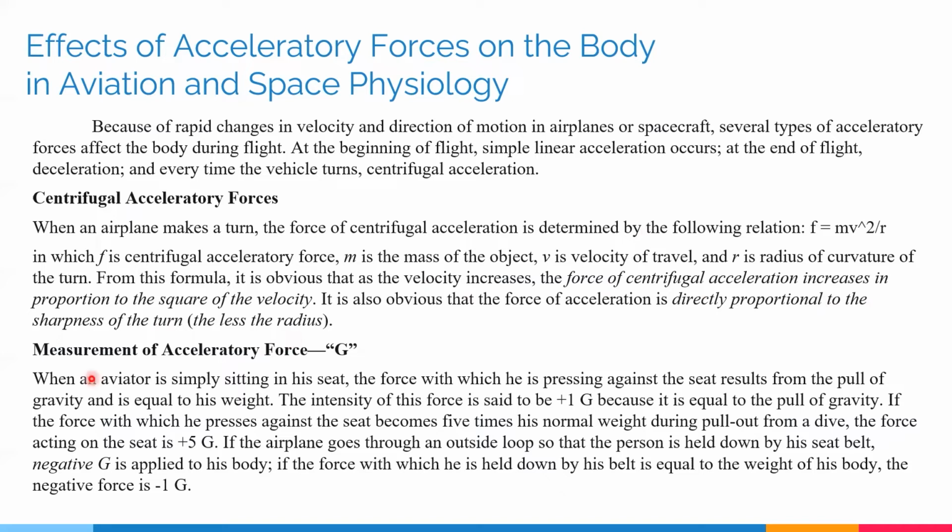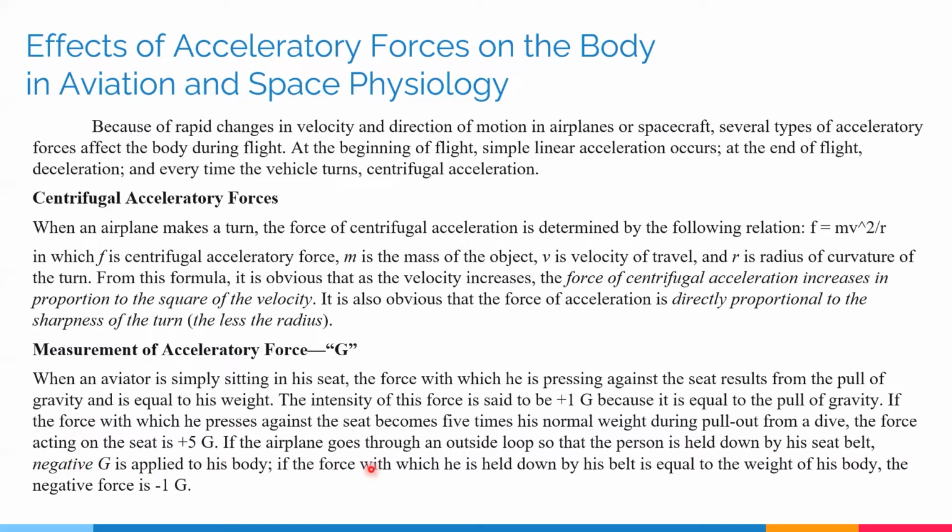So we ordinarily measure acceleratory forces in terms of G. That is, when an aviator is simply sitting in his seat, the force with which he is pressing against the seat results from the pull of gravity and is equal to his weight. The intensity of this force is said to be plus 1G because it is equal to the pull of gravity. If the force with which he presses against the seat becomes 5 times his normal weight during pull out from a dive, the force acting on his seat is plus 5G.